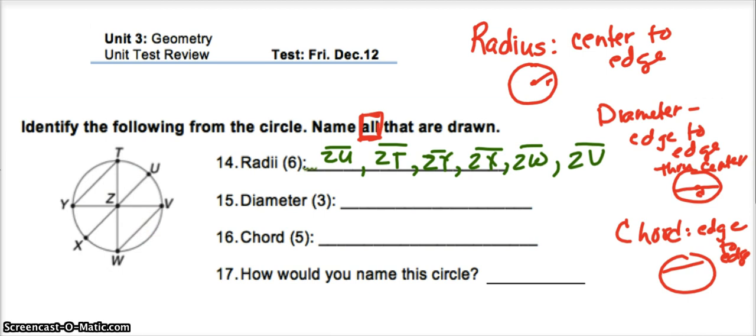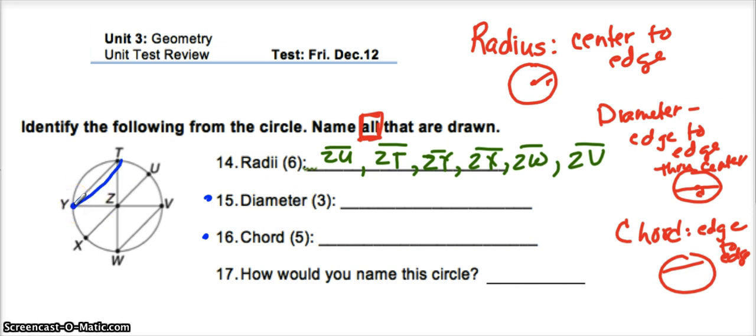All right, so now diameter. We got to go edge to edge. I'm actually going to do diameter and chord at the same time because they're basically the same. They go from one edge of the circle to the other edge. The diameter has to go through the circle, through the center. So if we find one that goes through the center when it goes edge to edge, we'll include it here as a diameter. So I'm going to start with Y.